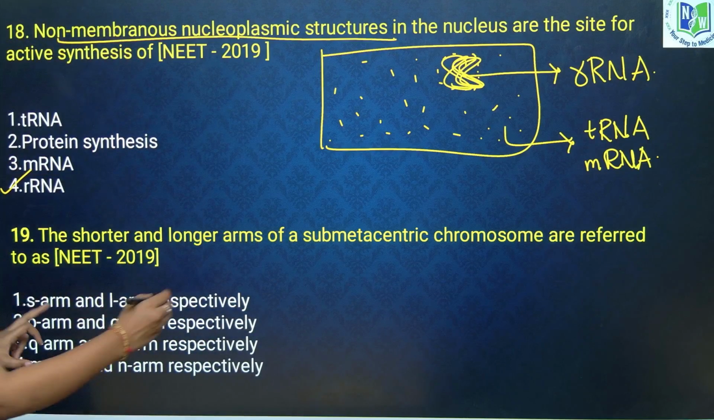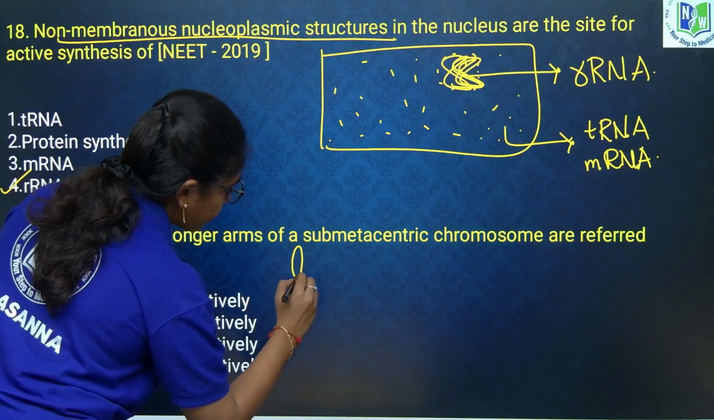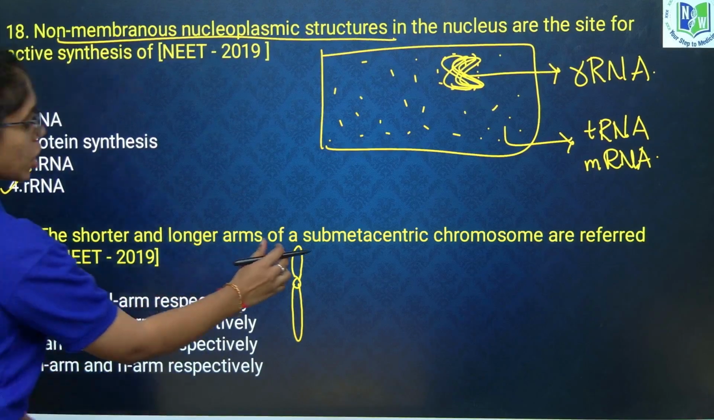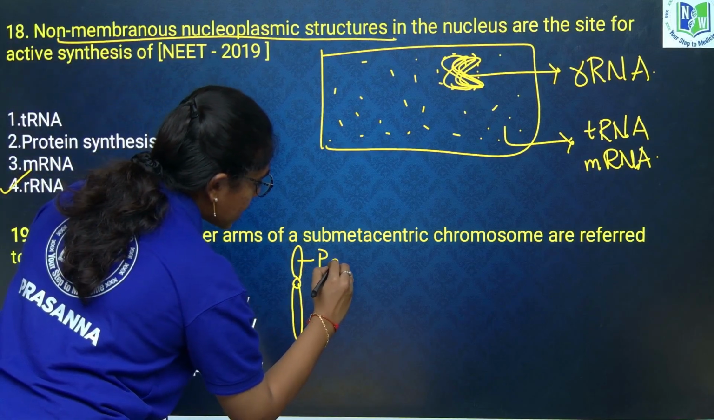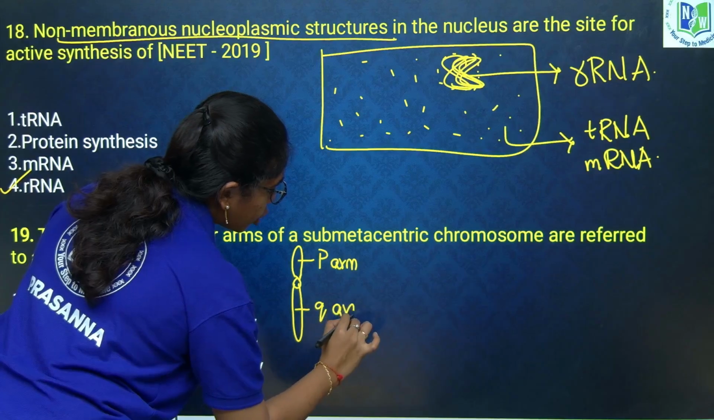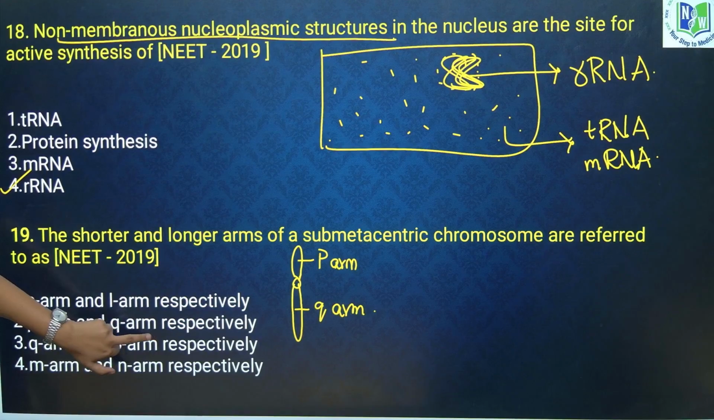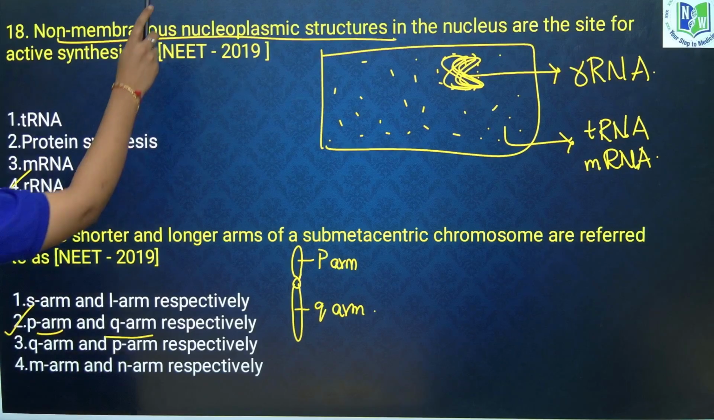Next question, if you see, the shorter and longer arms of submetacentric chromosome. In a submetacentric chromosome the centromere is slightly away from the middle of the chromatid, where the shorter arm you will call the P arm, and the longer arm you will call what? Q arm. So shorter is P arm and longer is Q arm. Option 2 is the correct answer.